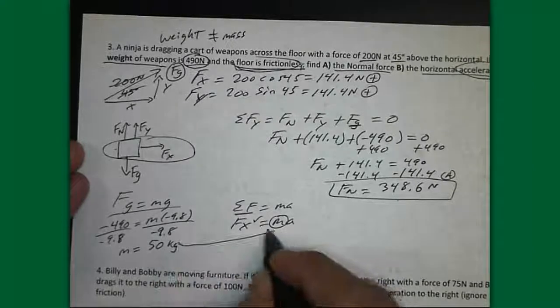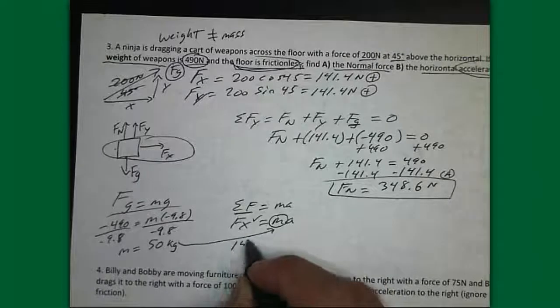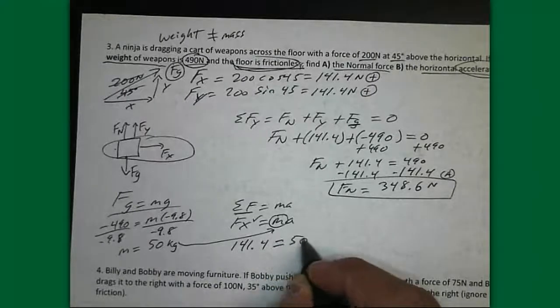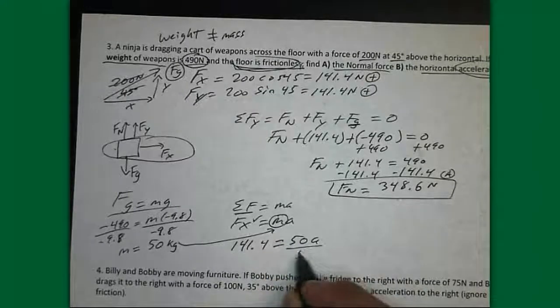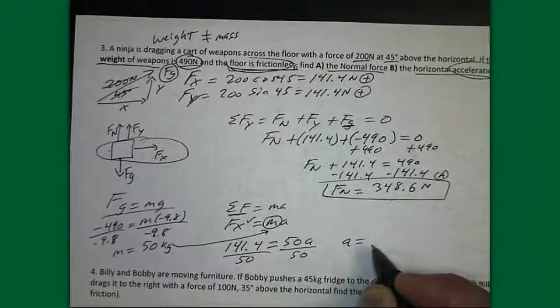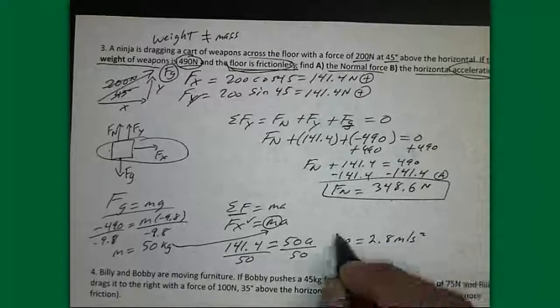So now we can plug that into here. X force is 141.4 positive, and that equals 50 times the acceleration. Divide both sides by 50, and you will get an acceleration of about 2.8 meters per second squared.